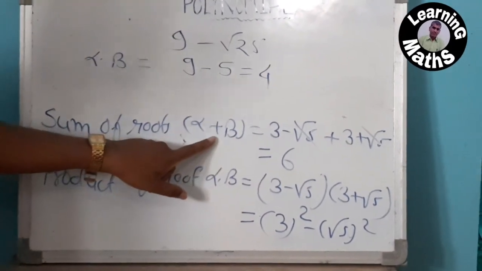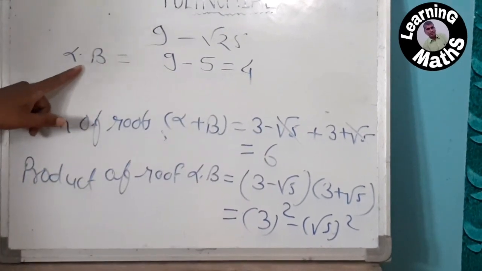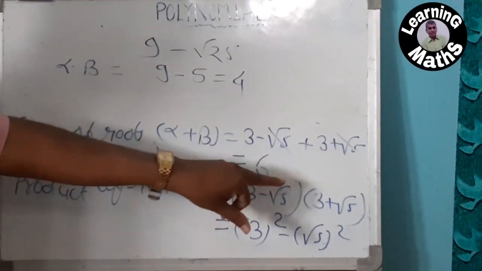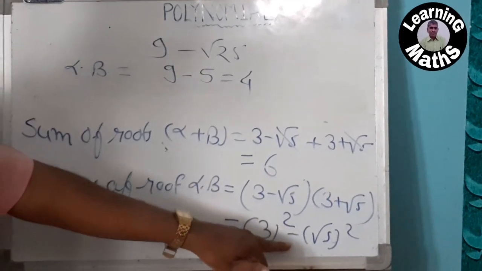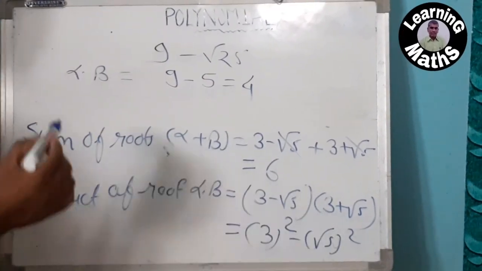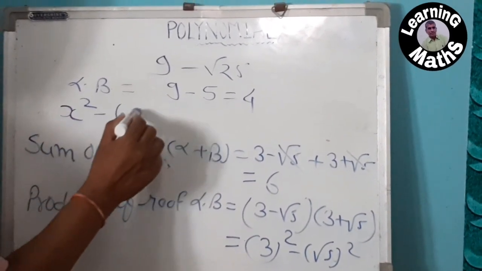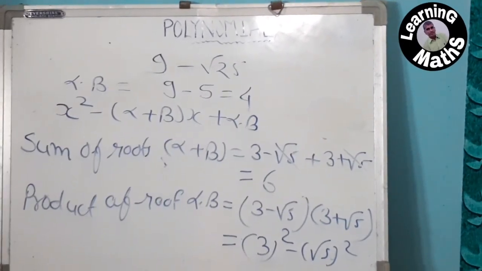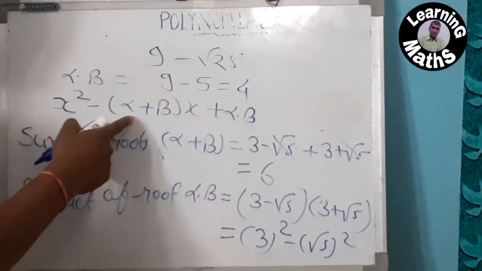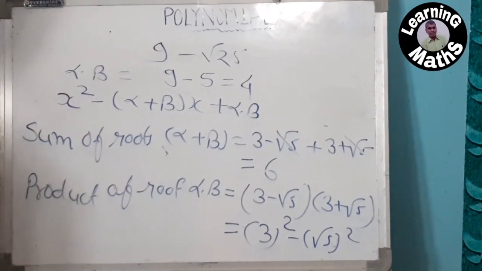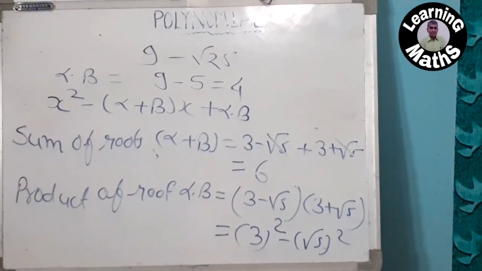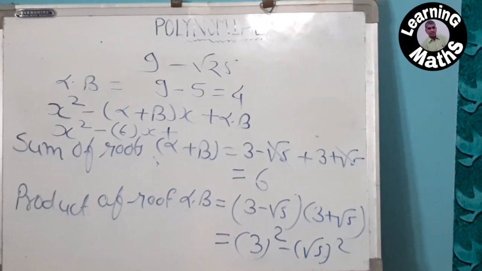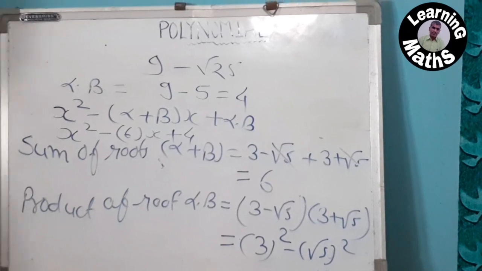We have already got alpha plus beta equal to 6 and alpha into beta is 4. Clear? When we add both the zeros, we have got alpha plus beta. When we multiply both the zeros, we have got 9 minus 5 equal to 4. Now quadratic equation form: x square minus alpha plus beta into x plus alpha into beta. Now what we do? Alpha plus beta is 6, minus 6 into x plus what is alpha into beta? 4.